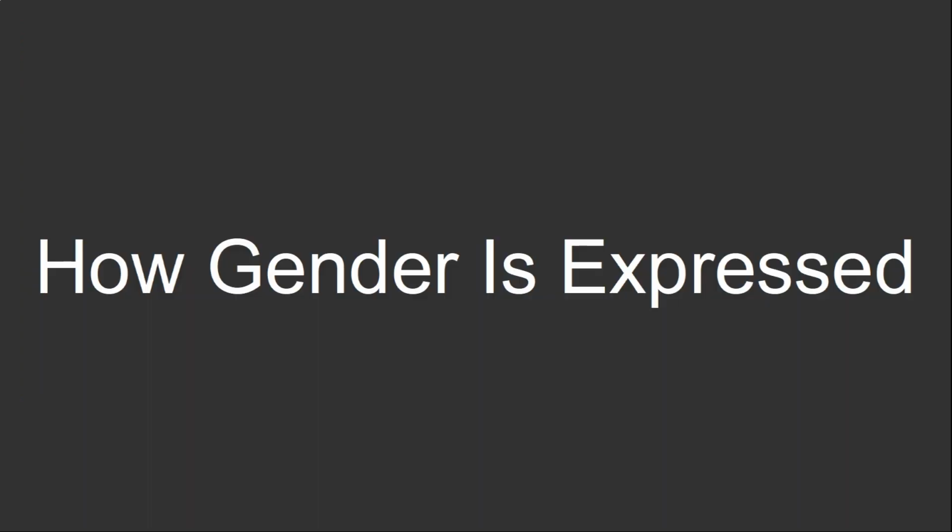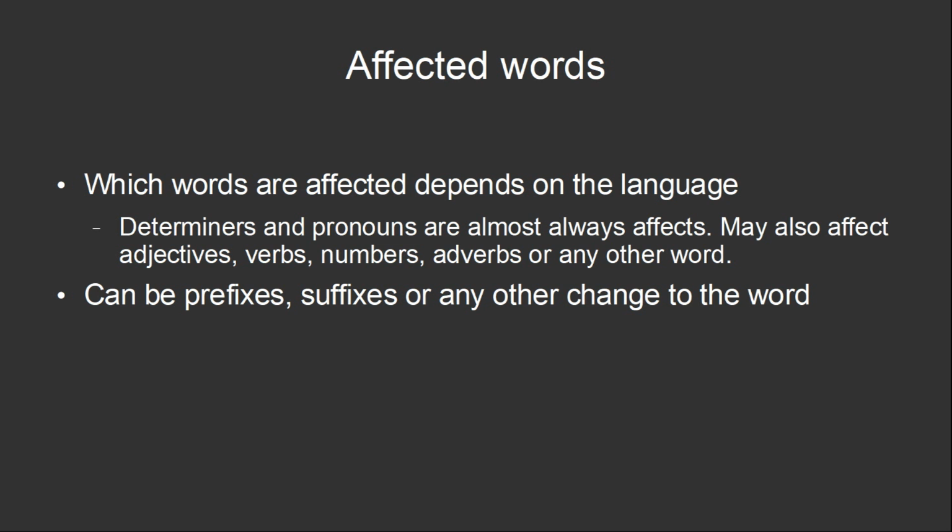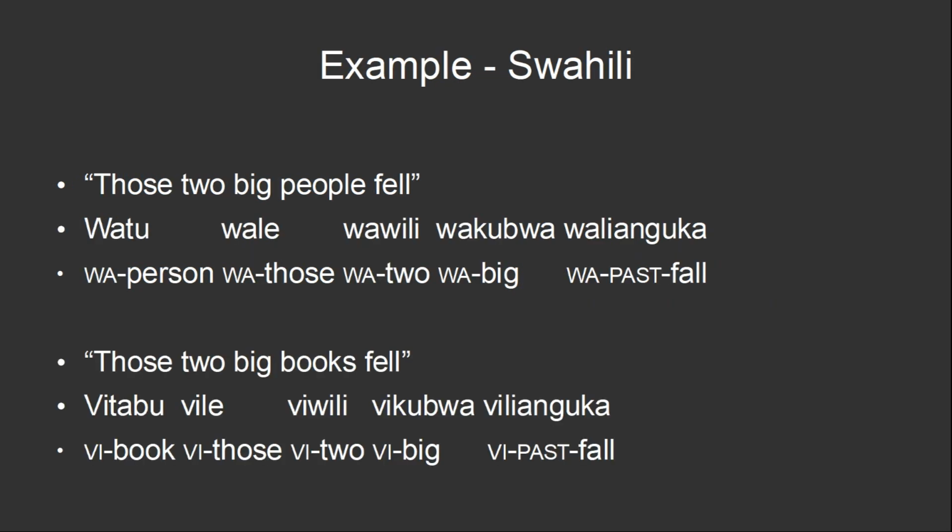Languages vary in what words are affected. Pronouns and determiners are almost always affected by gender, with adjectives and verbs also very commonly affected. But gender can also be expressed in numbers, adverbs, particles, or any other type of word. It may affect just one or two words in a sentence, or it may affect every single word in a sentence. Consider these two similar sentences in Swahili.